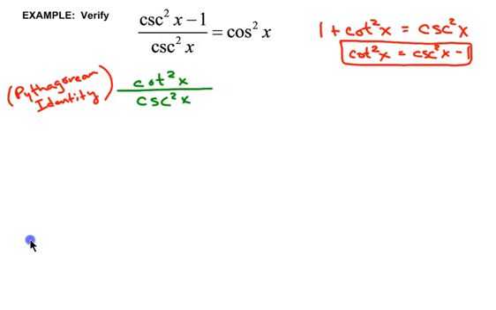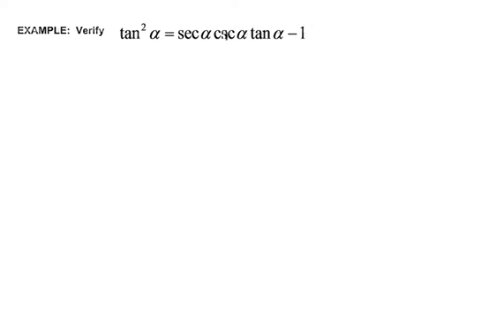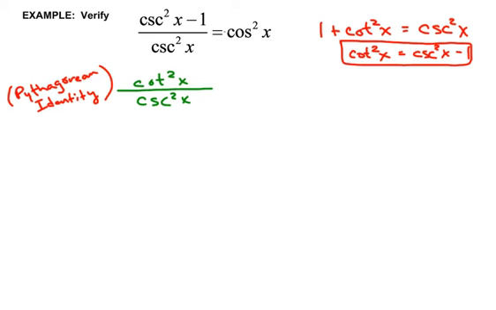Now, once we get to this point, we might not see anything else to do. We don't have any fractions to combine. We only have the 1 there. We don't really need a conjugate or anything. That's not really going to help us in this step. Nothing to factor out, so we're kind of stuck. So what we're going to do is convert everything to the form of sines and cosines. So let's look at this now, and cotangent squared can be rewritten as cosine squared divided by sine squared.